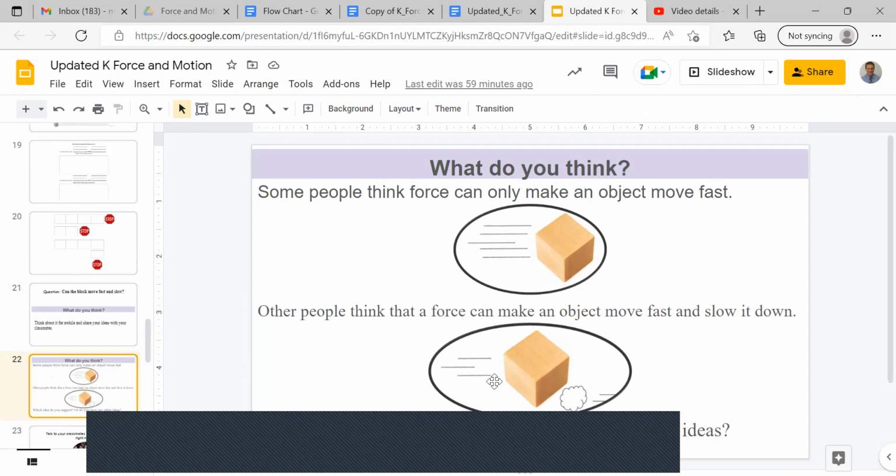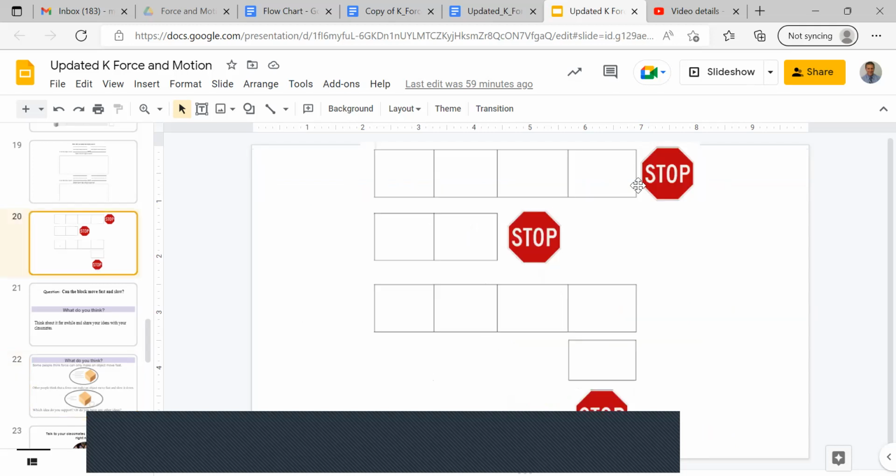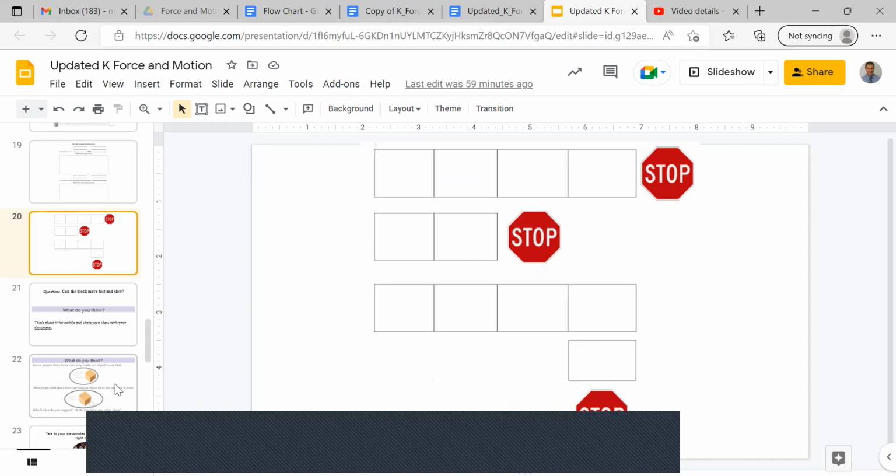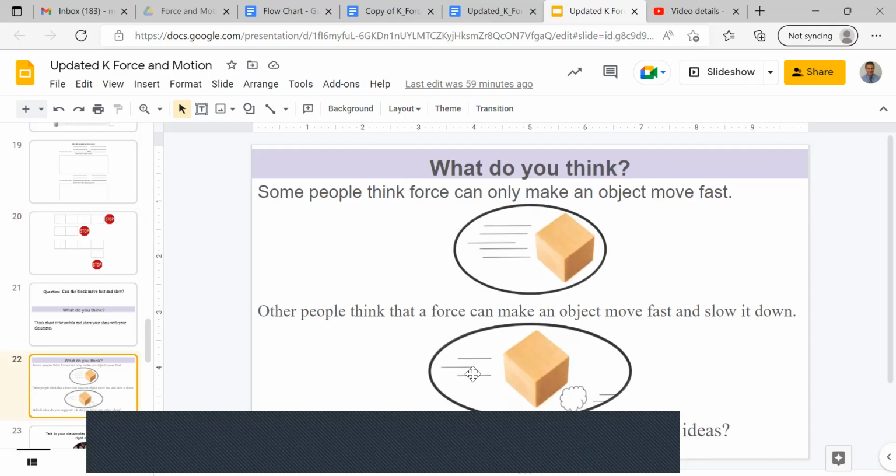So this one might be kind of interesting because you might get some kids that think it can only make it go fast, but then you want to bring up, well, how did you get it to stop? What made it stop? So that would be kind of a driving question for the students. We know we hit it, or we pulled it, or we pushed it, whatever we did, that made it go fast, but how did we make it stop? And that's a question that kids might struggle with a little bit. So just keep asking that question. Well, how did it slow down?